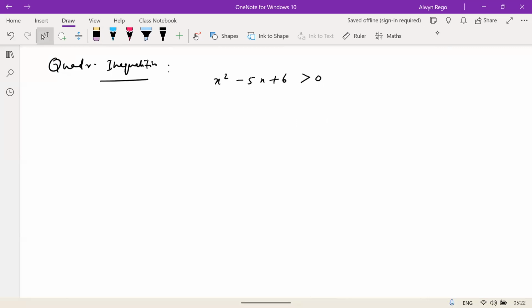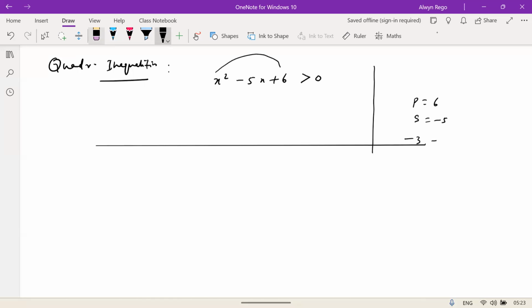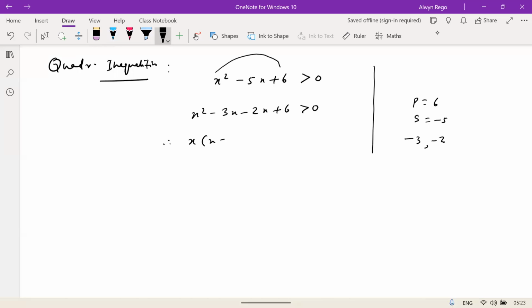So what we do here is split the quadratic polynomial by splitting the middle term. The product is equal to 6, as you know, and the sum is equal to negative 5. So the numbers are negative 3 and negative 2. So we have x squared minus 3x minus 2x plus 6 is more than 0. That is x times x minus 3 minus 2 times x minus 3 is more than 0. This implies that x minus 3 times x minus 2 is more than 0.